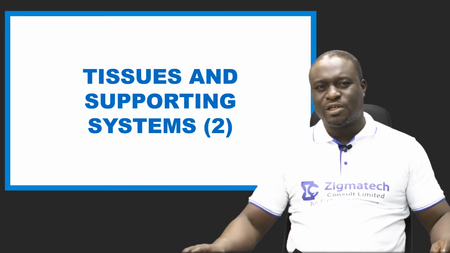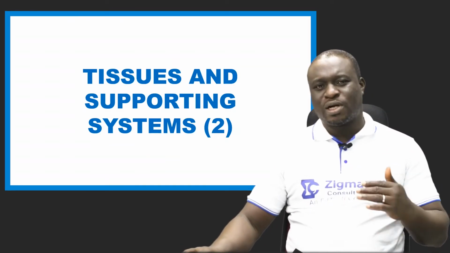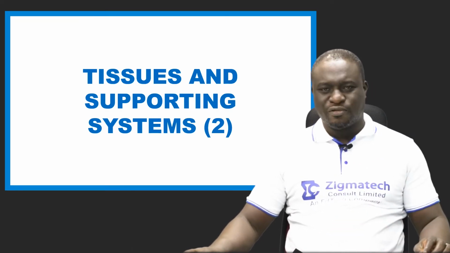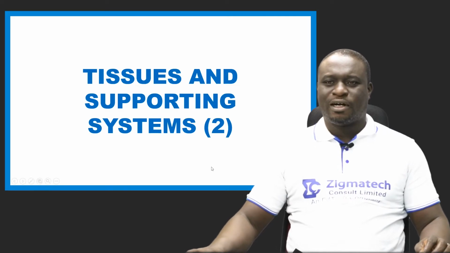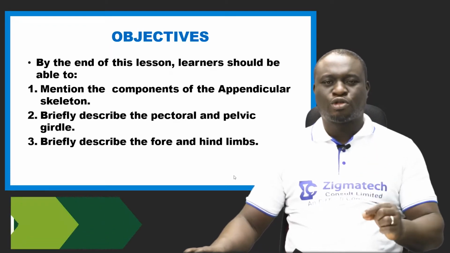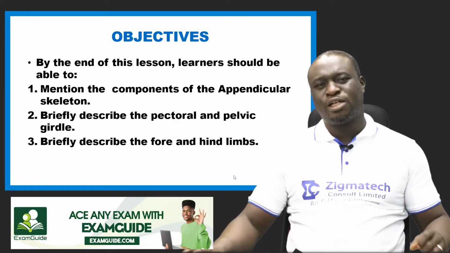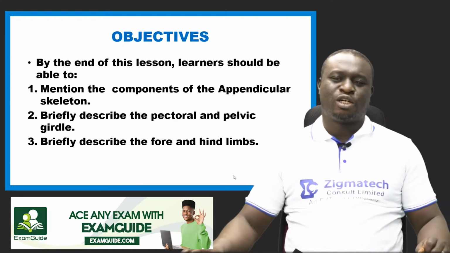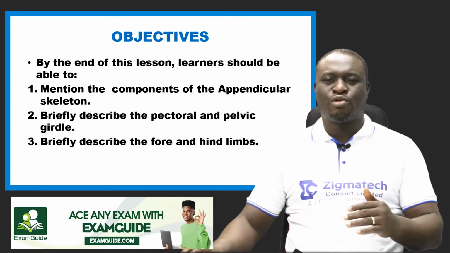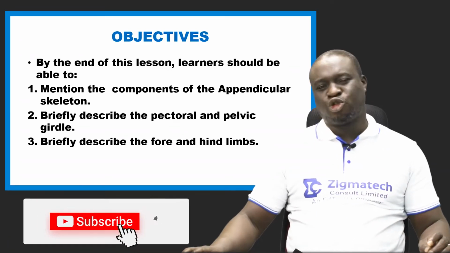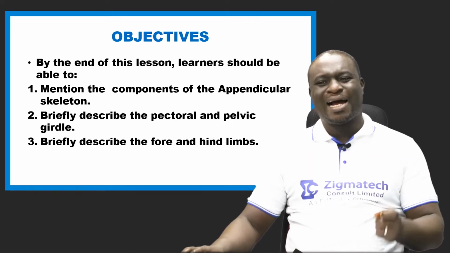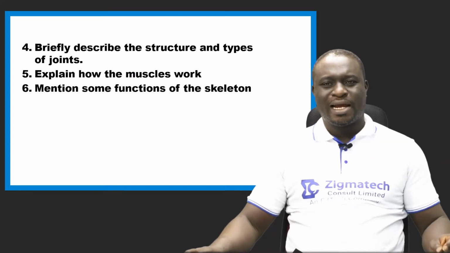But before we continue this discussion, I'd like us to look at some of the objectives we should take note of at the end of this lesson. By the end of this lesson, you are supposed to be able to mention the components of the appendicular skeleton. You should be able to briefly describe the pectoral and pelvic girdle. You should also be able to describe the fore and hind limbs.